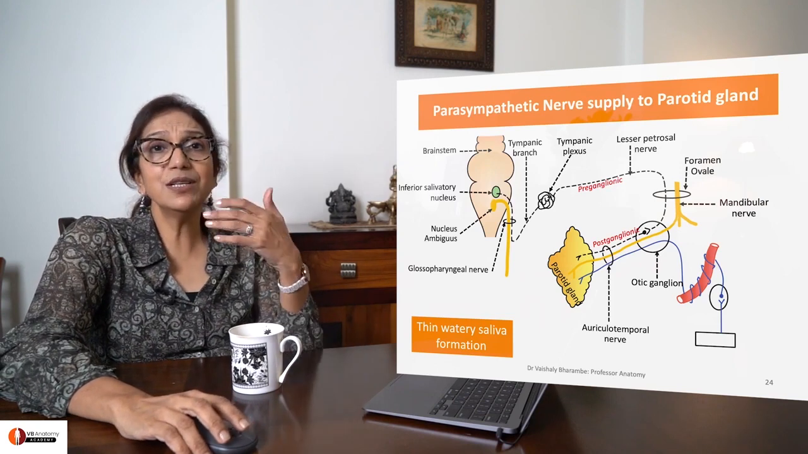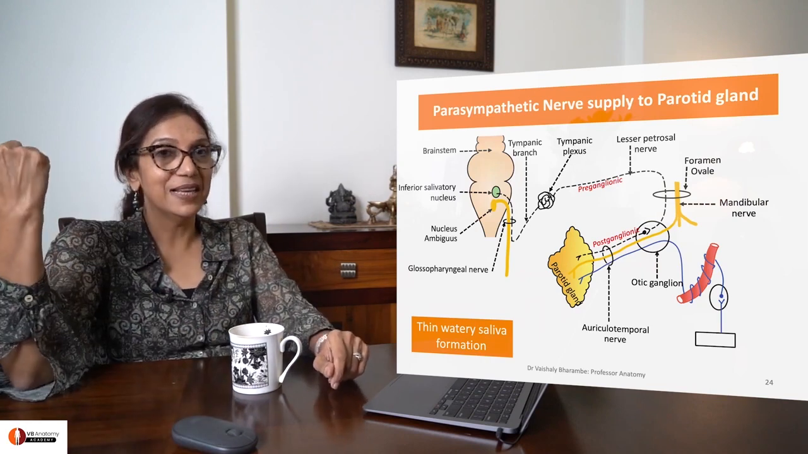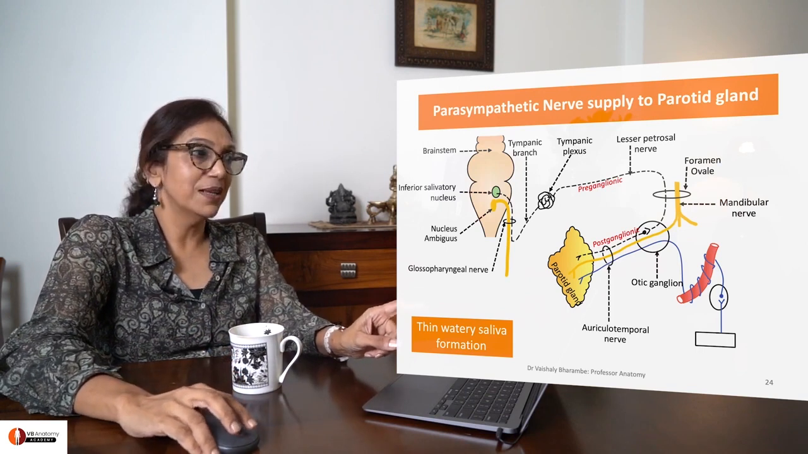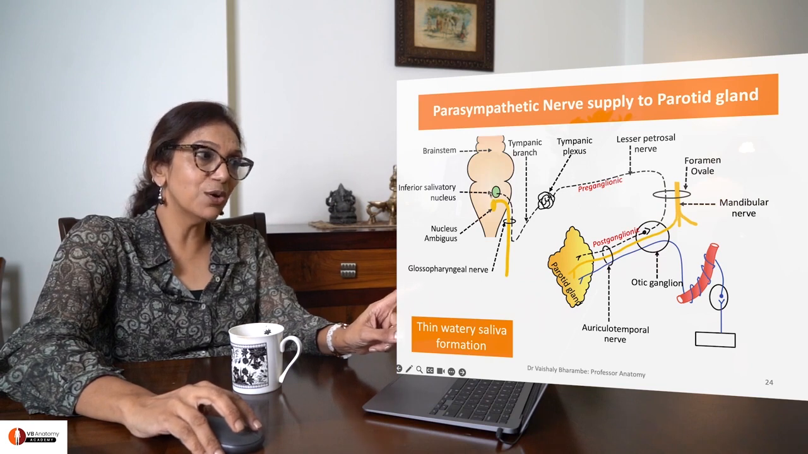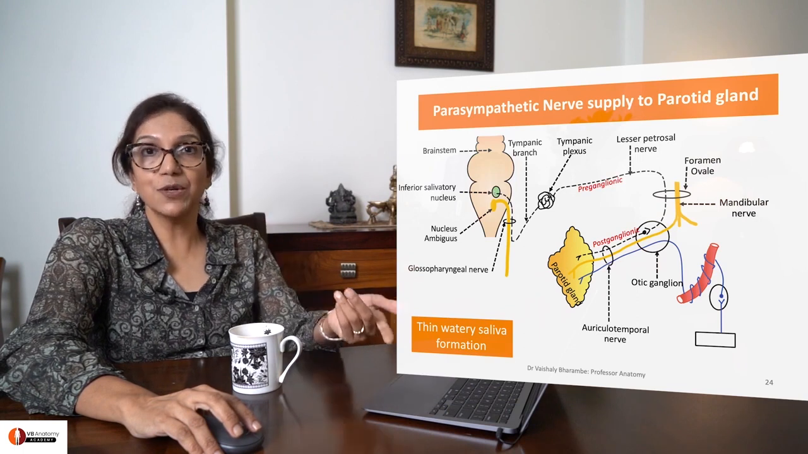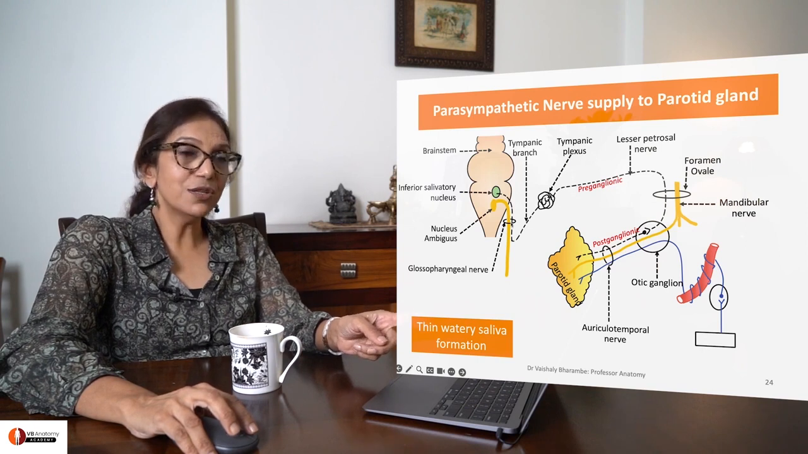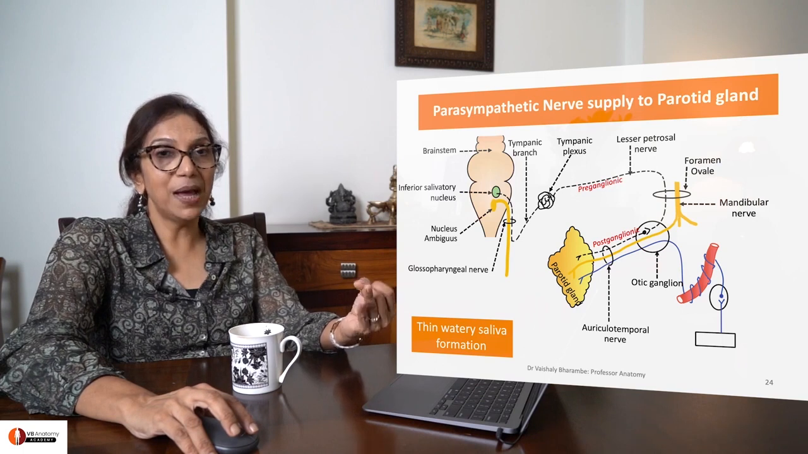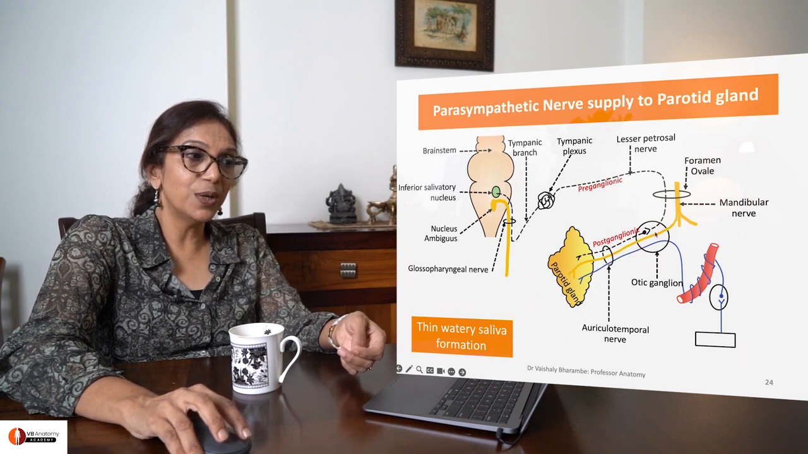Right. But this saliva is too watery. I want something more viscous. That's where my sympathetic supply will come in. Okay. Can we revise this quickly, students? From the brainstem, in the medulla oblongata, there is a nucleus called inferior salivatory nucleus. Stimulus from here will cause salivation. Fibers from here travel along with my glossopharyngeal nerve, which gives rise to the tympanic branch, participates in the tympanic plexus, from where the lesser petrosal nerve begins and relays in the otic ganglion.